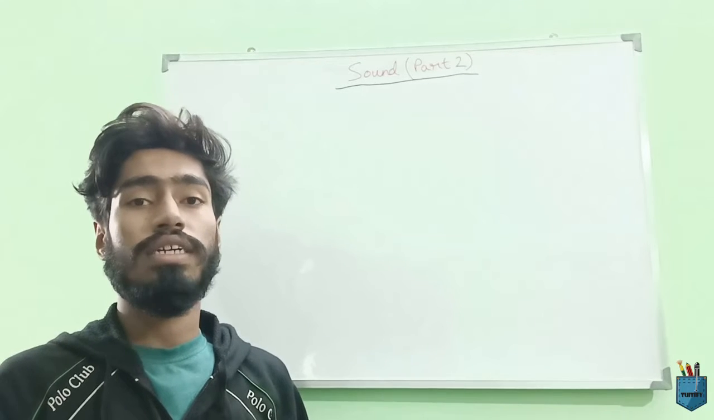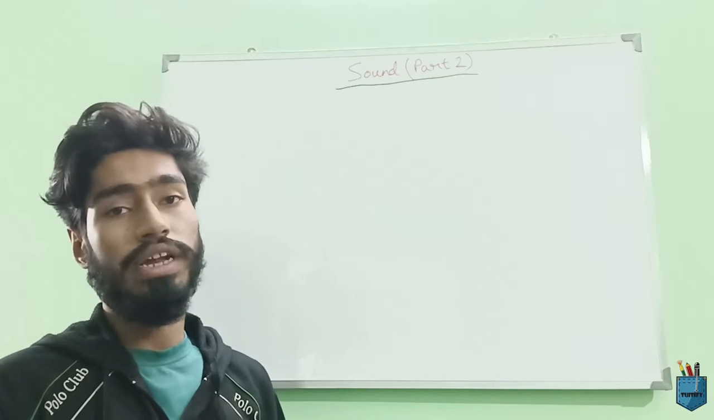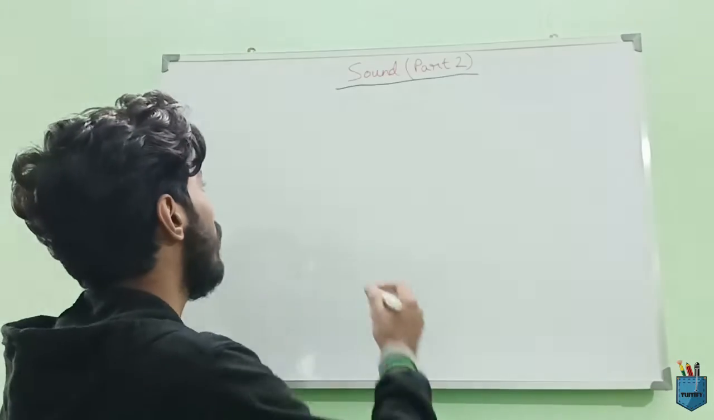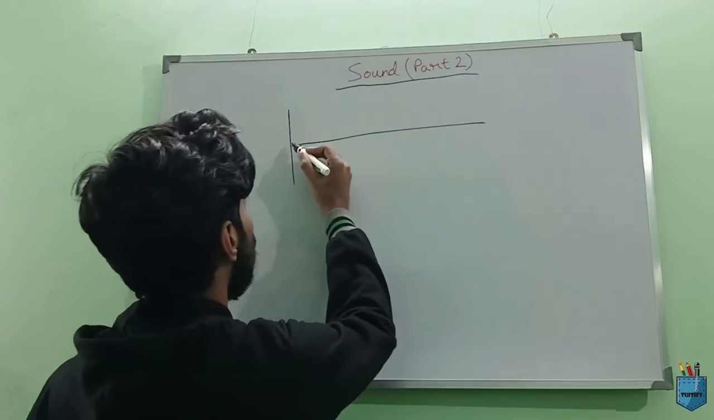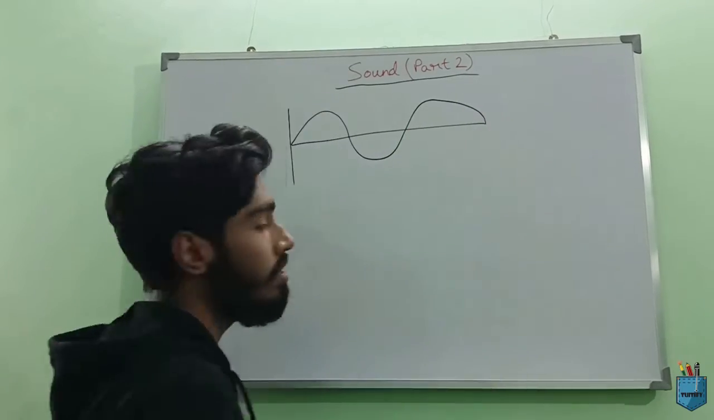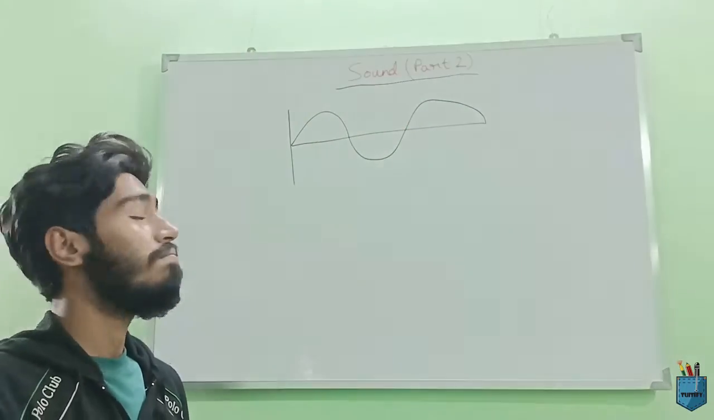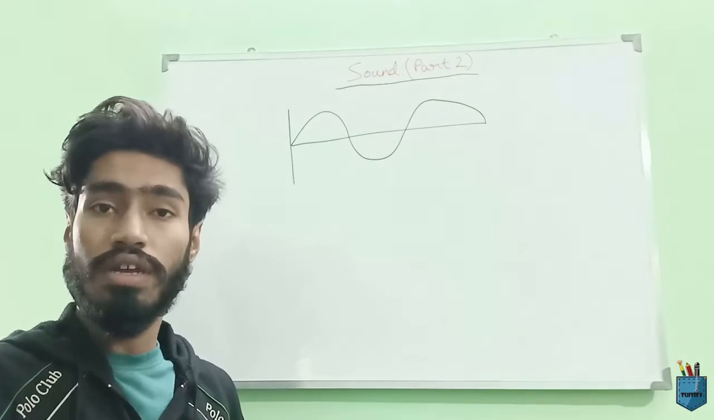So we all know that sound travels in waves, and these waves are known as longitudinal waves. As we have seen, if we draw a diagram of a wave, suppose this is a wave, this wave is also called a longitudinal wave. The particles move back and forth in their position while the wave moves forward. In this way, sound travels.